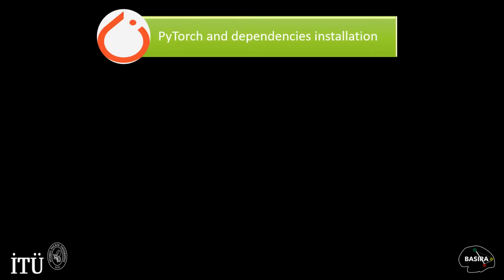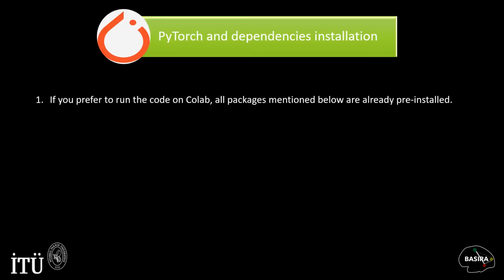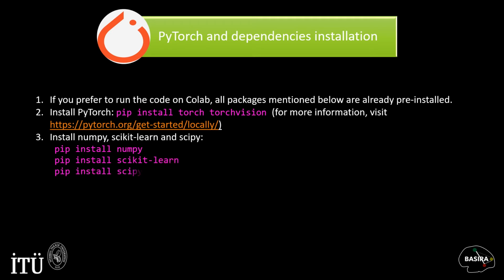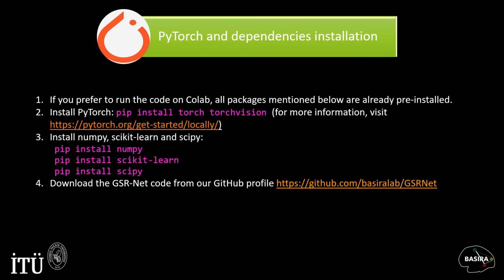To install PyTorch and other packages, if you prefer to run the code on Colab, all packages mentioned below are already pre-installed. Otherwise, preferably inside a virtual environment, you can run the command pip install torchvision. For more information, visit the link. Next, you can type in the following commands to install NumPy, scikit-learn, and SciPy. To download the GSR-Net code from our GitHub profile, visit the following link.